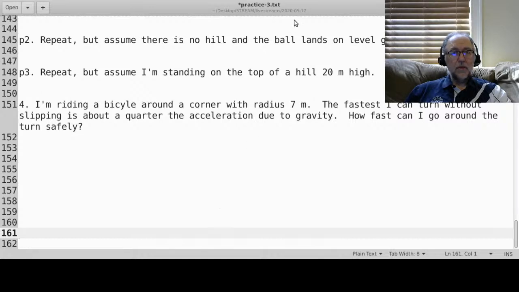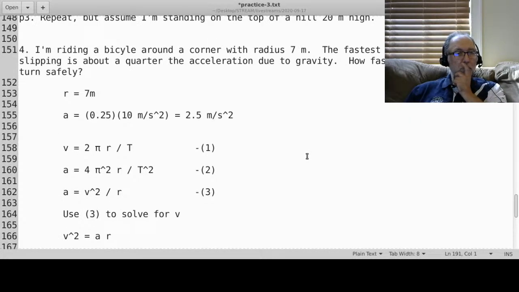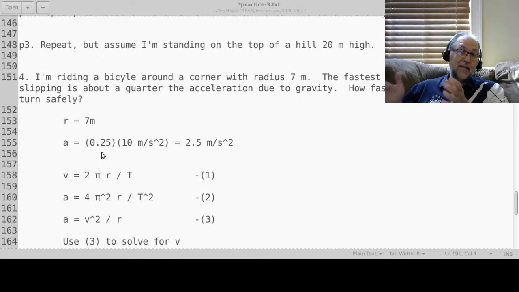3 equations here. Let me cut and paste the numbers there. You don't really need a diagram for these. You have that the radius is 7 meters. I tell you that. You have that the acceleration, that's the acceleration keeping me on the turn, is 1/4, 0.25 of the acceleration due to gravity 10. In other words, 2.5 meters per second squared. So I just gave you that in a fancy way of saying what the acceleration is.